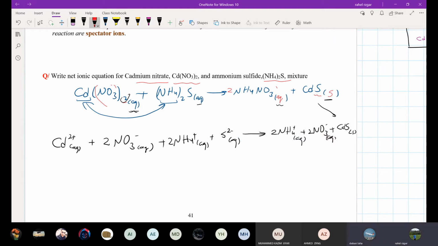Now, pay attention, everyone. Look at NH4. Has anything changed in NH4? Has it undergone any reaction? Of course not. What about nitrate? Nothing has changed about nitrate. So nitrate and ammonium haven't undergone reaction. But cadmium has changed from aqueous to solid. They have produced a new substance, which is cadmium sulfide, which wasn't present before.